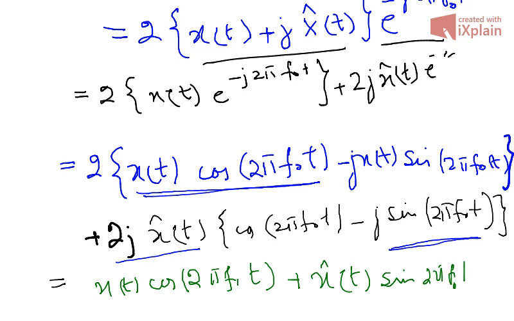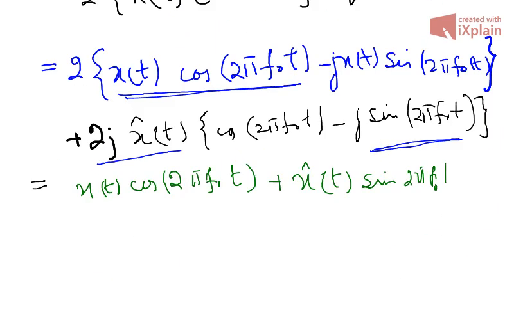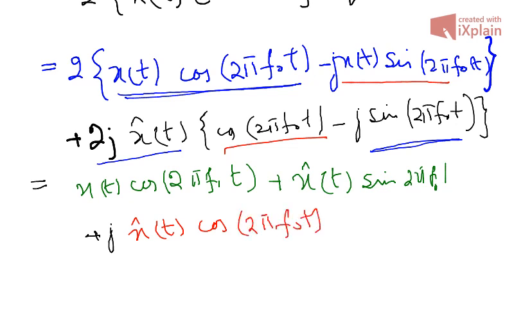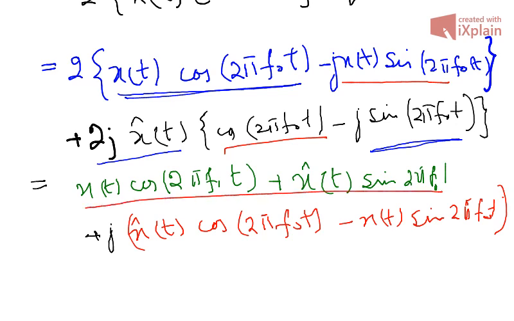And for the next part, the imaginary part can be separated. So for the imaginary part, let me point it out here, and this is the imaginary part. So we have j x hat of t cos of 2 pi f naught t minus x of t sine of 2 pi f naught t. So this is actually the imaginary part. So we have a real part, and we have an imaginary part.